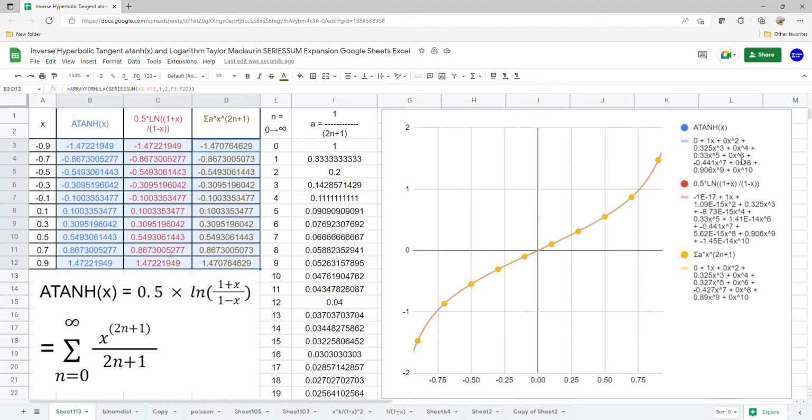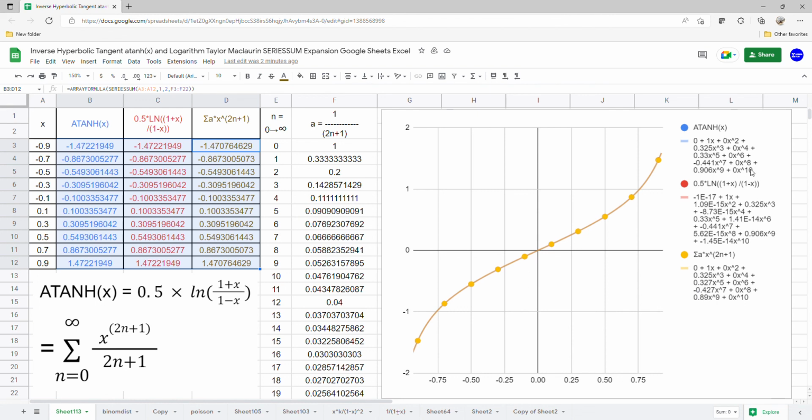Coefficient of x to the 6th, 0. And this is 1.41 times 10 to the minus 14. That's already 0. And this is 0. X to the 7, negative 0.441. Also negative 0.441. Here it's negative 0.427. And coefficient of x to the 8, 0. And this is 0 also. 5.62 times 10 to the minus 15. That's already 0. This is 0. Coefficient of x to the 9, 0.906, also 0.906, also this is 0.89, almost the same.